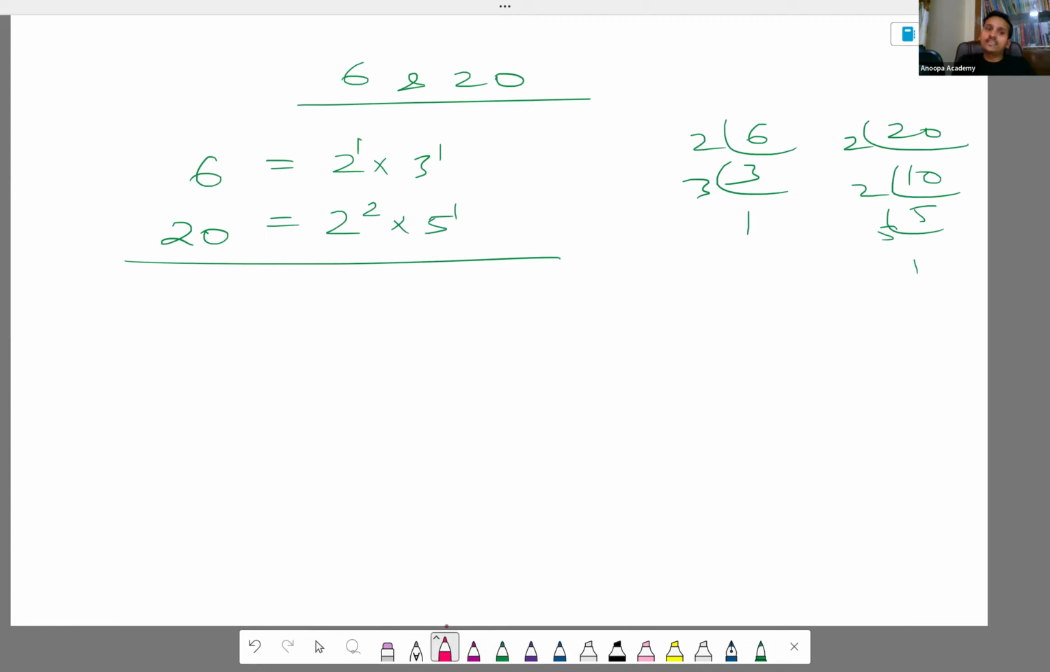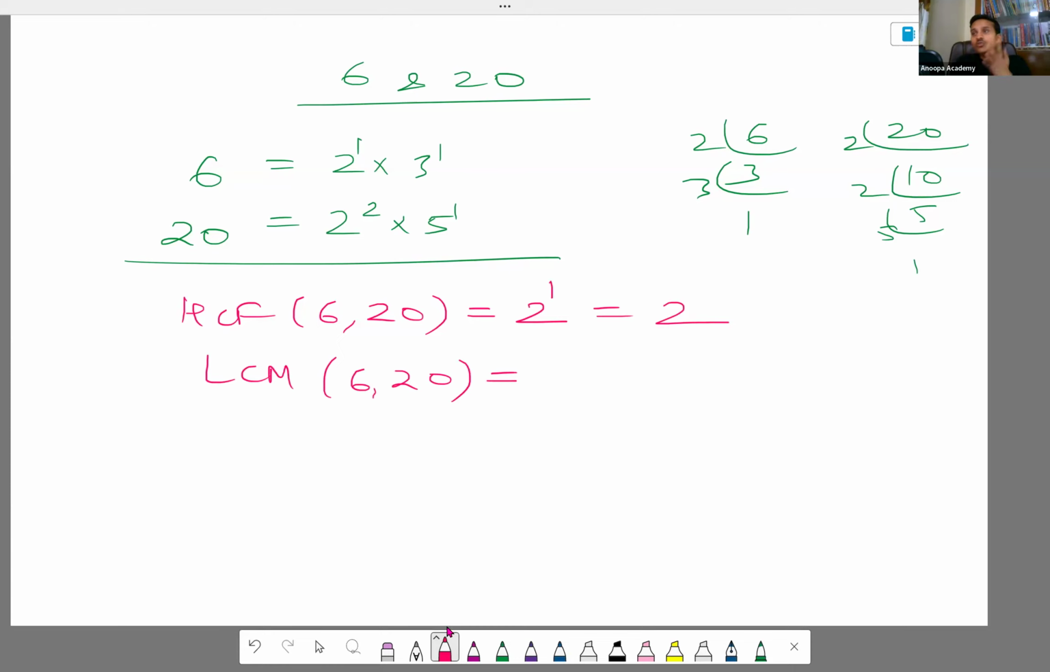Okay, what do we do in HCF? In HCF, we take first of all the common. Only 2 is common, see? And put the smallest power, 1. So the answer is 2.